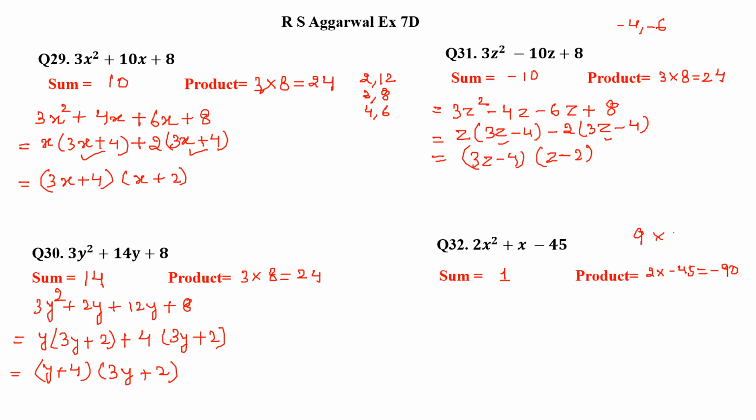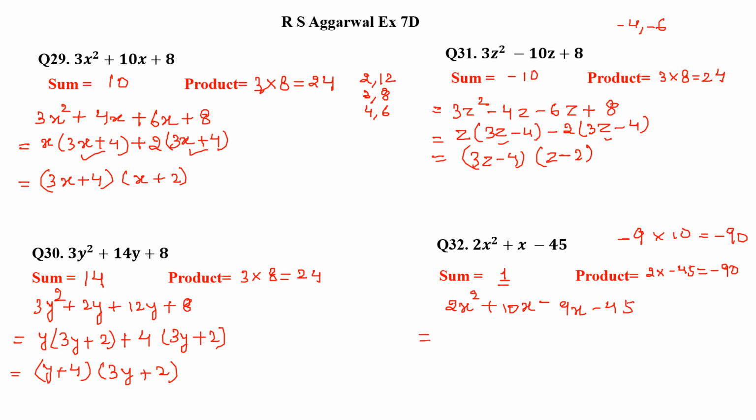9 times 10 will give me 90. But here it is minus 90 and the sum is positive. It means the greater number should be positive, and the smaller number will be negative. You can see if you add 10 and minus 9, you are going to get positive 1, isn't it? So you have to split it like 2x square plus 10x minus 9x minus 45.